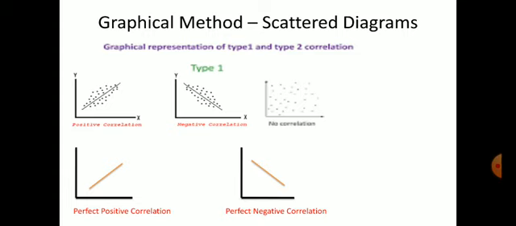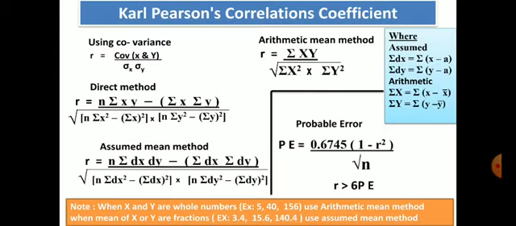The next method is the Karl Pearson's correlation coefficient, one of the important ones. In Tumkur University, you can expect questions from 7 marks to 15 marks. One single question you can expect. We will see the formulas of Karl Pearson's. There are numerous formulas.